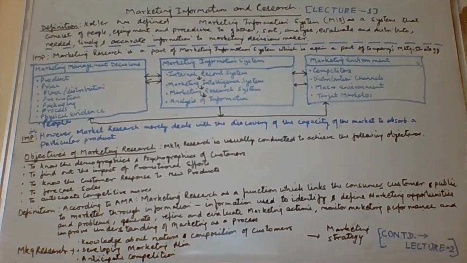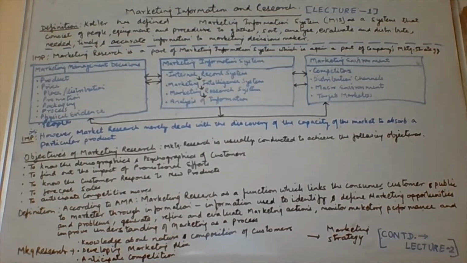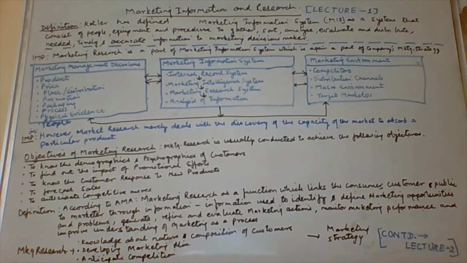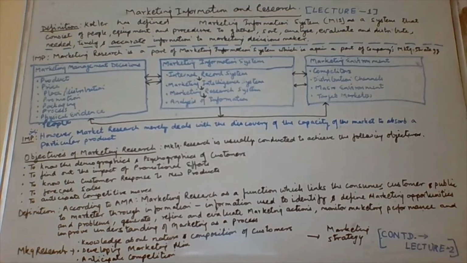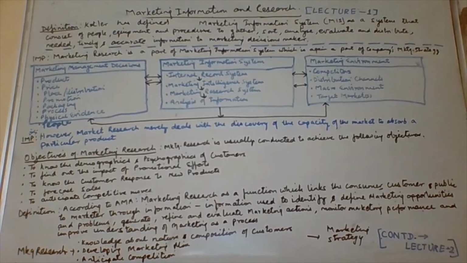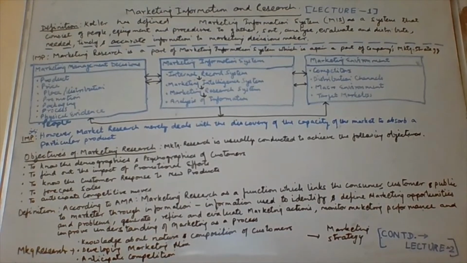This leads to the marketing intelligence system. The marketing intelligence system is related to everyday information about changes and developments in the marketing environment. I said the marketing environment is very dynamic, whether micro or macro, and subject to change. It is very important that these changes come to the marketing manager timely and accurately, so that appropriate decisions may be taken.